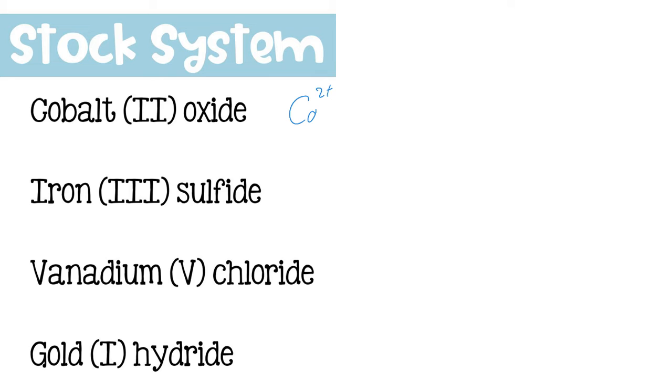Cobalt(II) oxide. Cobalt(II) means you have Co with a +2 charge, and oxide is oxygen, or O -2. So what we have when we crisscross is Co2O2, which simplifies down to CoO. Then we have iron(III) sulfide, which is Fe with a +3 charge, and sulfur, or S with a -2 charge. When we cross our charges, we get Fe2S3.